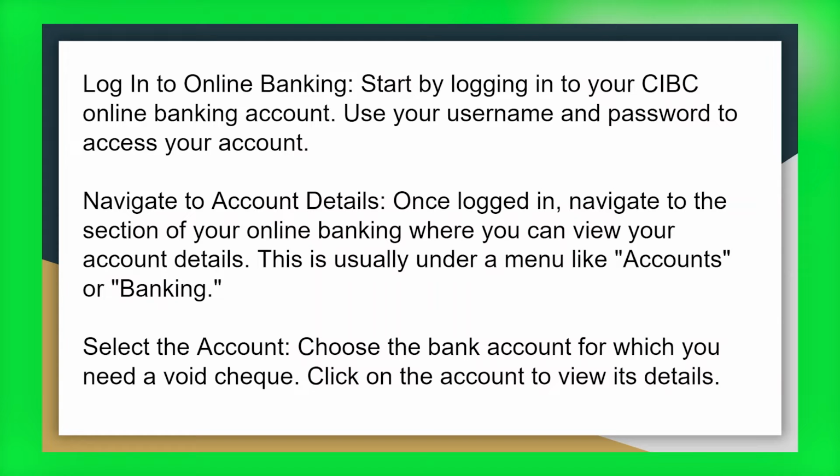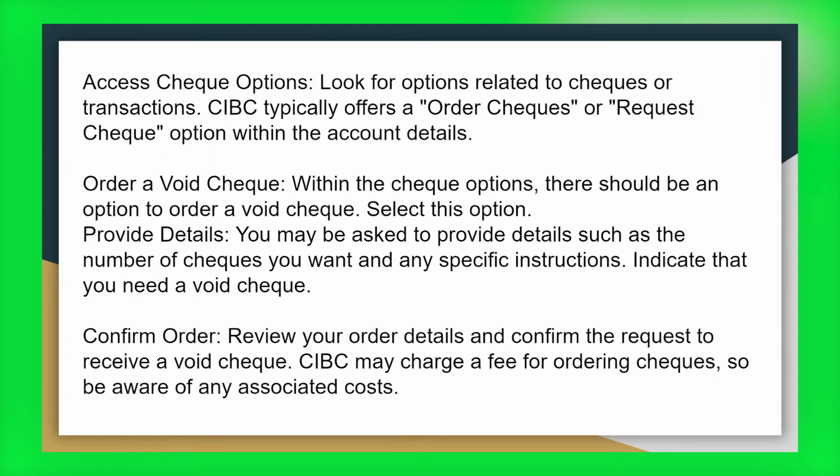Choose the bank account for which you need a void check. Click on the account to view its details. Look for options related to checks or transactions. CIBC typically offers order checks or request check option within the account details.